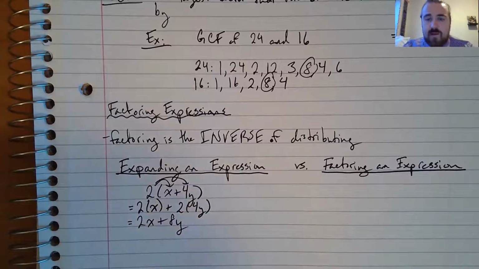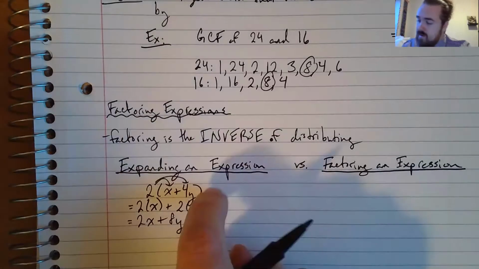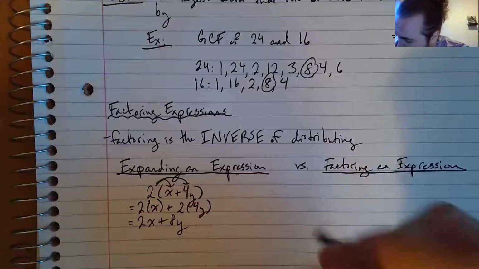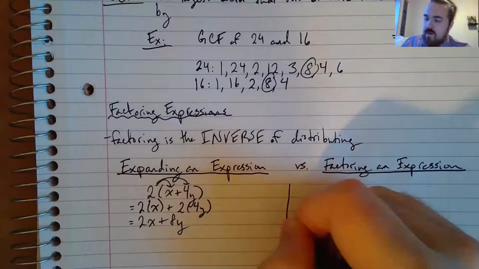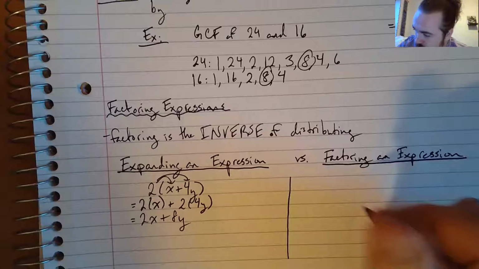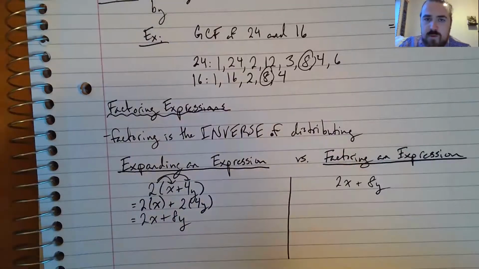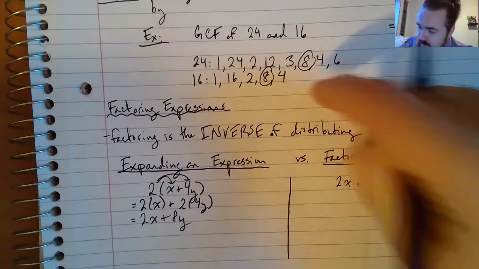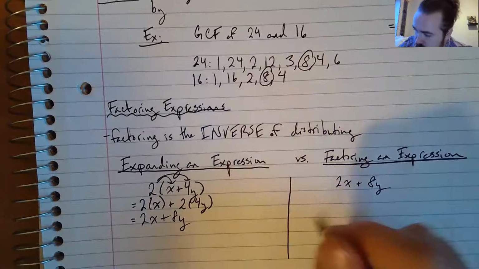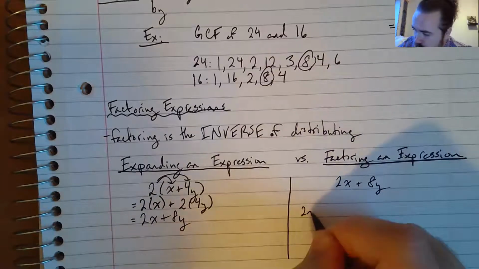That's great. What if I had to go back the other way? If I had to start with 2x plus 8y, how would I be able to find and put it back into this form? Because that's what we're really asking anytime we want you to factor. So let's start with 2x plus 8y. Remember, one of the best ways to find GCF, like we did right here, is listing the factors out. So let's list these factors out for 2x and for 8y.